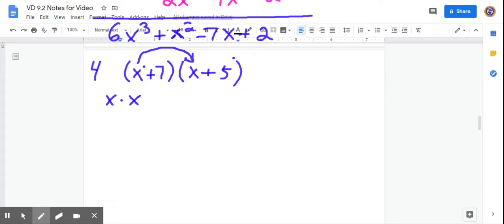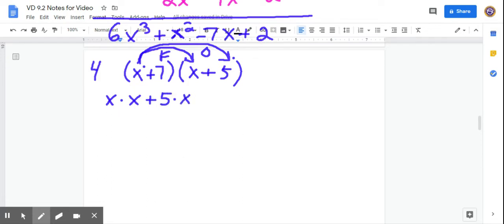Then FOIL says outer, first, outer. The outermost term in the first parentheses with the outermost term in the second parentheses. I wrote it out for you in your notes. The first term in the first parentheses by the second term in the second parentheses. That's your outside, your outer. So here's your outer, here's your first. So first is going to be x times 5 or 5 times x.